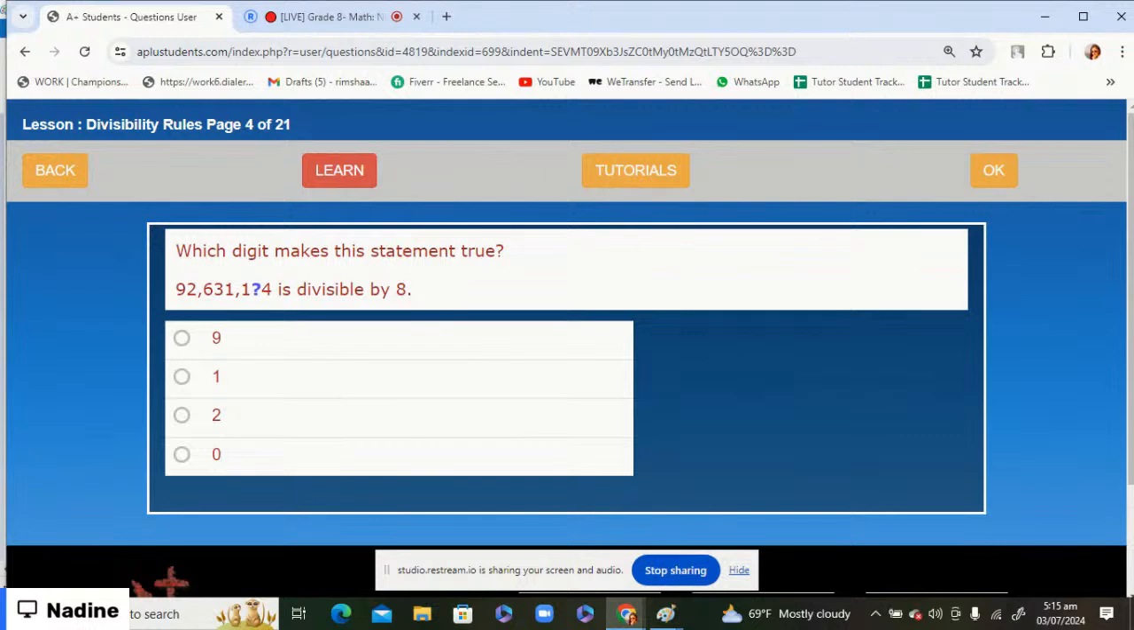Now look here. Which missing number are we going to put in? 92 million 631,000, and which number? If you put it here, 0 and 4. If you put 24, 8 divided by 24, let's just check. So here it's 124. I'm just going to check 124 divided by 8.